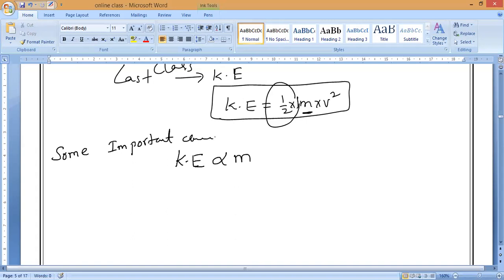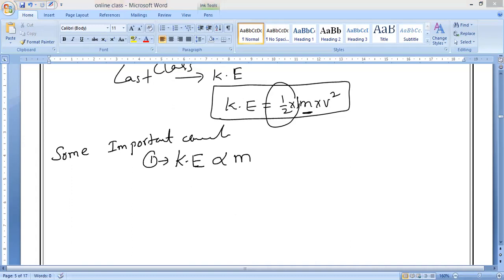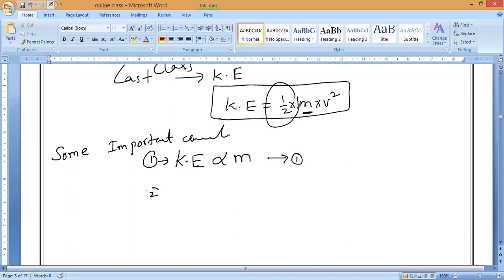So, important conclusions. From the first conclusion, what can we make? Kinetic energy is directly proportional to what, guys? Directly proportional to the mass of the body. That is what you have to remember. This is the first conclusion. And what is the second conclusion? Can anybody say the second conclusion? Kinetic energy is directly proportional to what? V square. Kinetic energy is directly proportional to the square of velocity. That is the second conclusion which I can make from the formula.